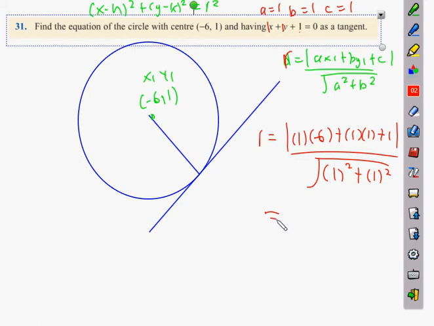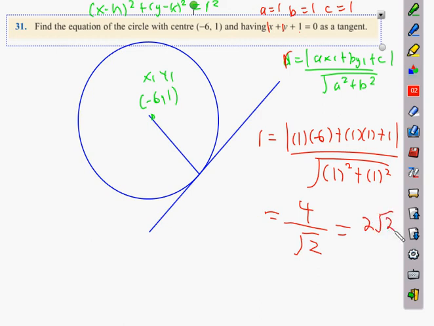What we're going to get here is minus 6 plus 2 is minus 4. Modulus of minus 4 is 4. It's going to be 4 over root 2, which is, when it's rationalised, 2 root 2. Yeah, 2 root 2.